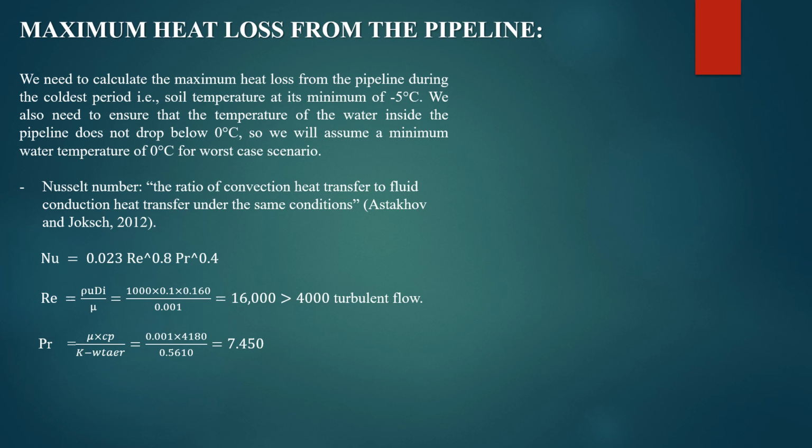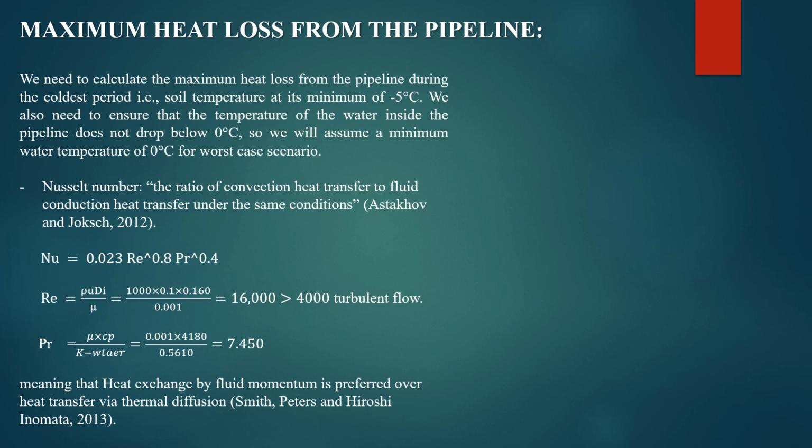Now, finding the Reynolds number, we will find the density of the water, and assuming a flow rate of 0.8 by the inner diameter of the pipe where the actual flow of the water occurs, then the viscosity of the water at 0.001 will give us 16,000, which is greater than 4,000, so it is a turbulent flow. Thereafter the Prandtl number, which is the viscosity multiplied by the heat capacity divided by the thermal conductivity, which I've shown here, is equal to 7.450.